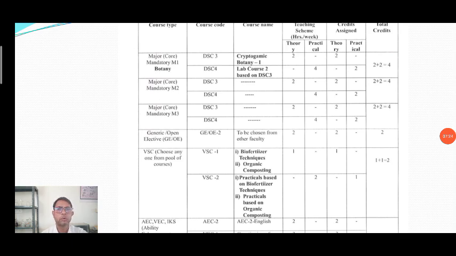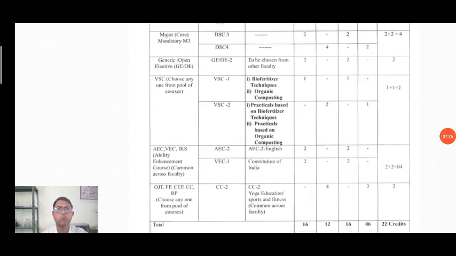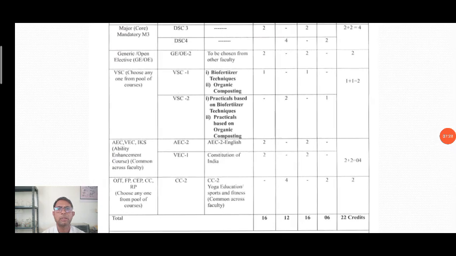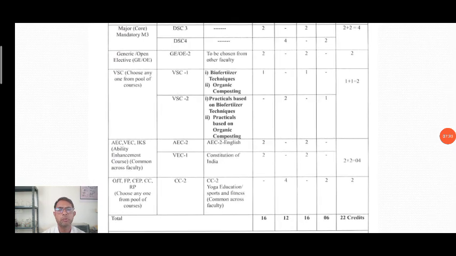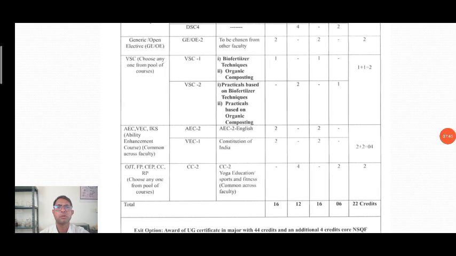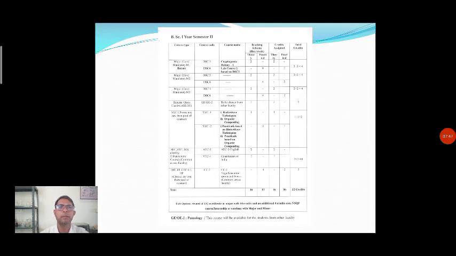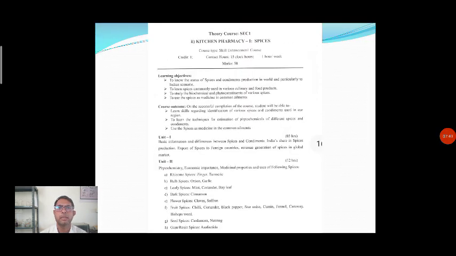So again when we talk about the compulsory language, that is the ability enhancement course, there will be English, which is compulsory English, then Constitution of India, and yoga education, sports and fitness. These are the other parameters included in the syllabus of the second semester. So in this way we can say that the syllabus of first semester and second semester is discussed here.